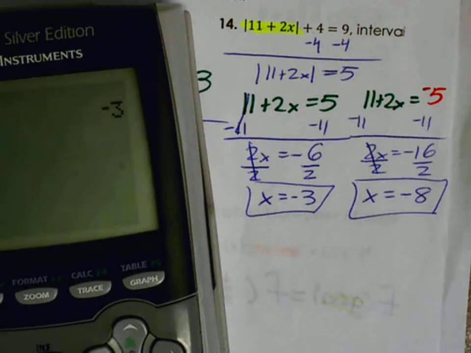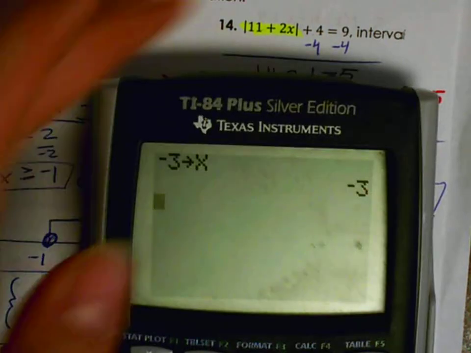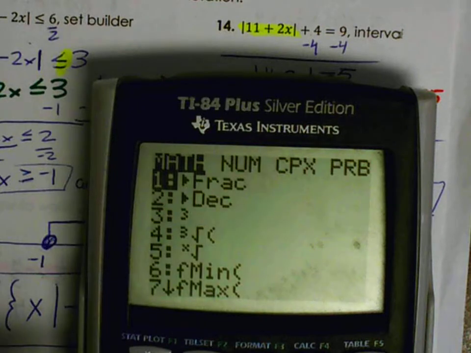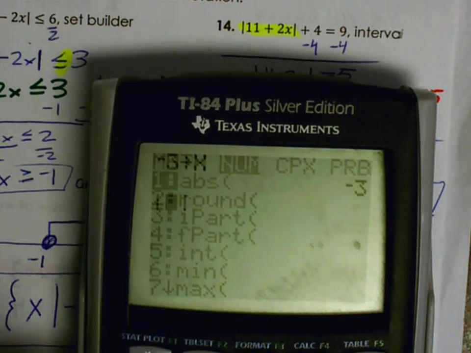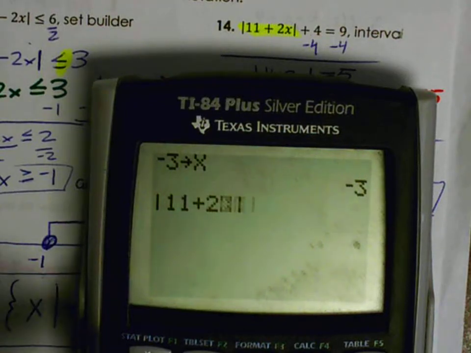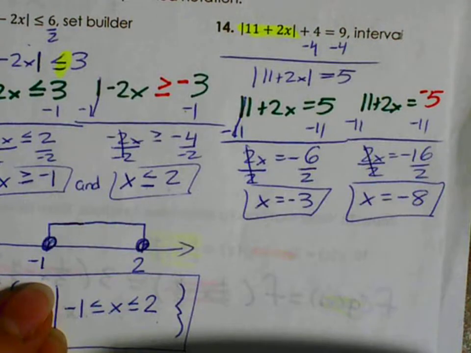So I want to put in the absolute value of 11 plus 2x, plus 4. So absolute value is math, go over to number, and then 1. And I'm going to put 11 plus 2x. I'm going to use my toggle key to get out of there because I need to add a +4. And we're going to see, does this equal 9? Yes, so that one works. So -3 is an answer.